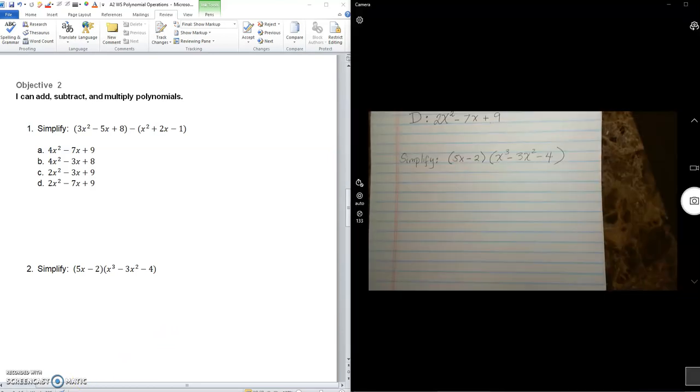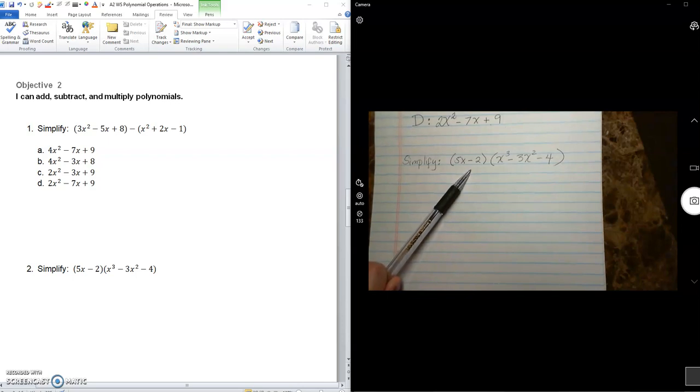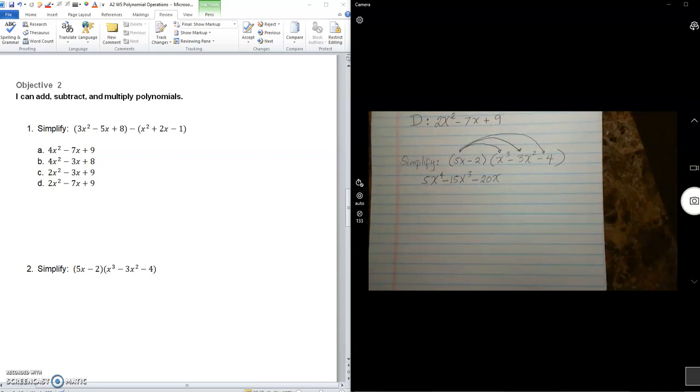All right, question number 2, simplify. We're going to multiply this, and what I'm going to do is to just get this term and distribute it to all the 3 terms, and then get this other term and distribute it to all the other 3 terms. So that's 5x to the fourth. That is negative 15x to the third. That's negative 20x, and so I'm done with my 5x, and now I'm going to distribute my negative 2.